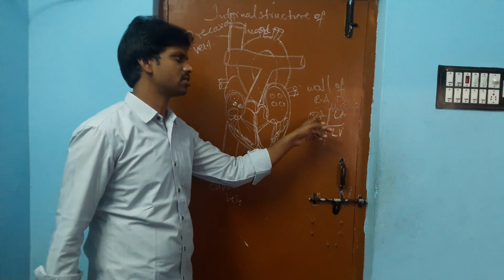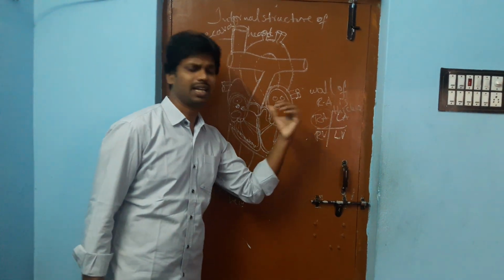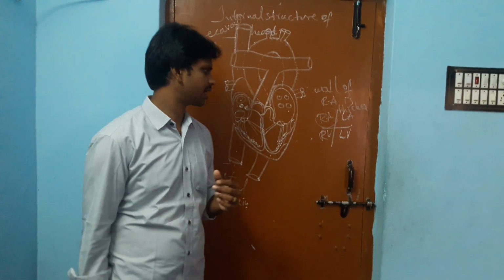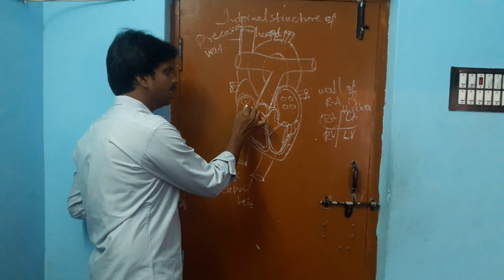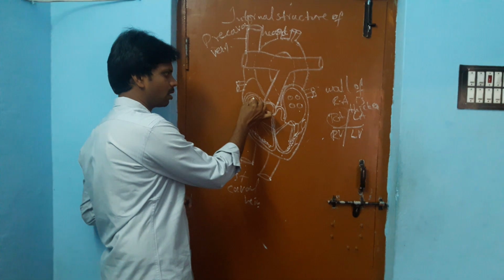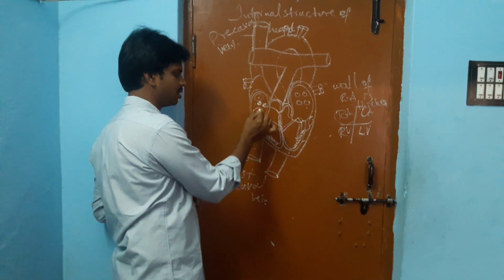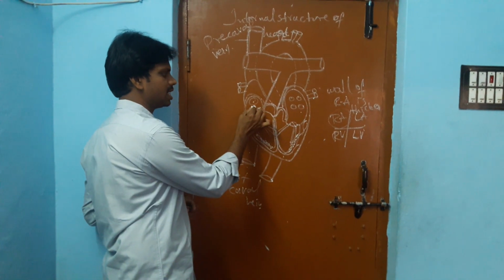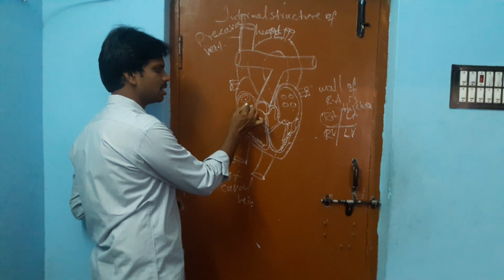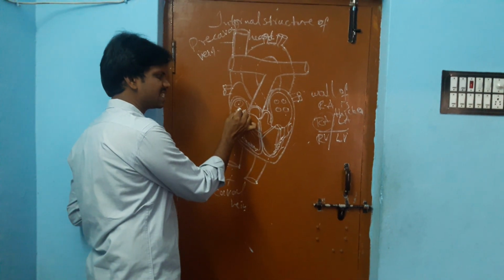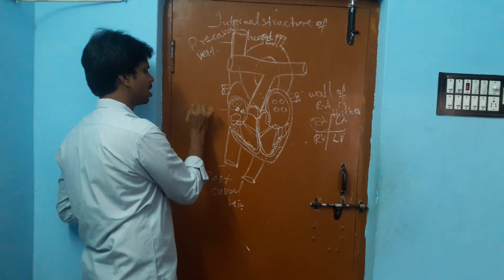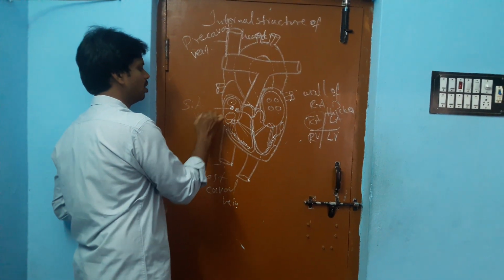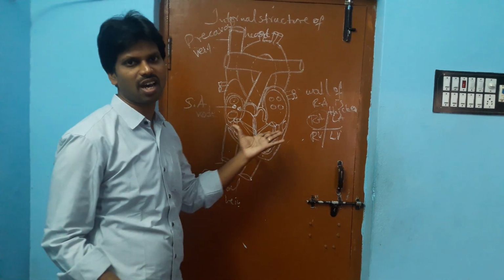Right auricle always receives the deoxygenated blood. Right auricle is larger than the left auricle. In the right auricle, there are openings. One is the superior vena cava opening as well as the opening of inferior vena cava, and there is a special node, a specialized cardiac muscle, which is known as the pacemaker, or SA node, that initiates the heartbeat.